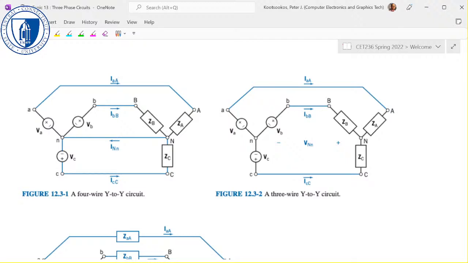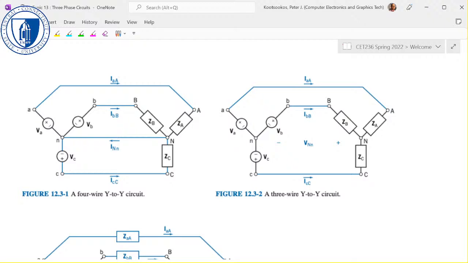So there's a couple of ways you can do this. One way is by having the neutrals connected, and the other way is to do a three-wire version. Now normally VA, VB and VC are the same, except for that phase difference.